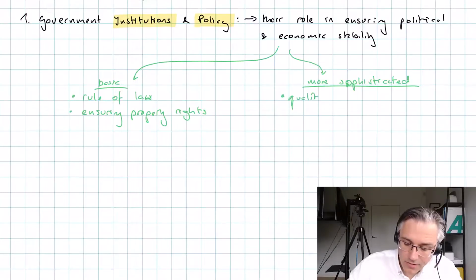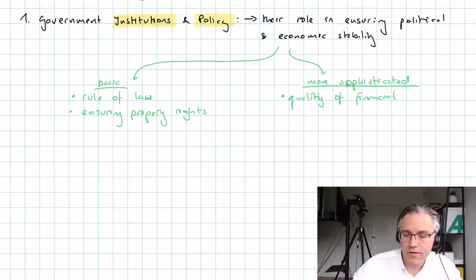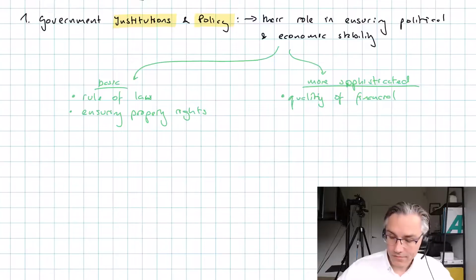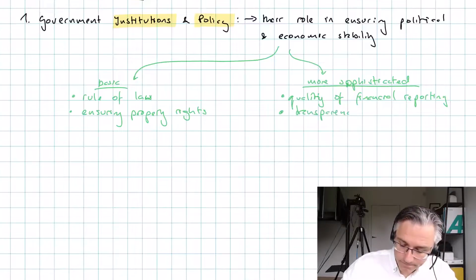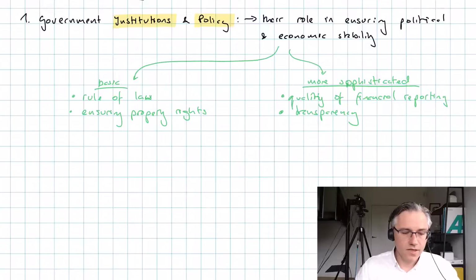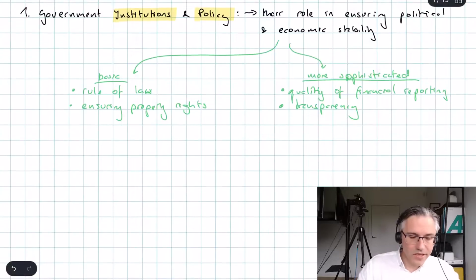Quality of financial reporting also comes about as a consequence of having institutions and policies which ensure that financial reporting standards are upheld. Quality of financial reporting, transparency of business, things like that. This list is definitely just the beginning.